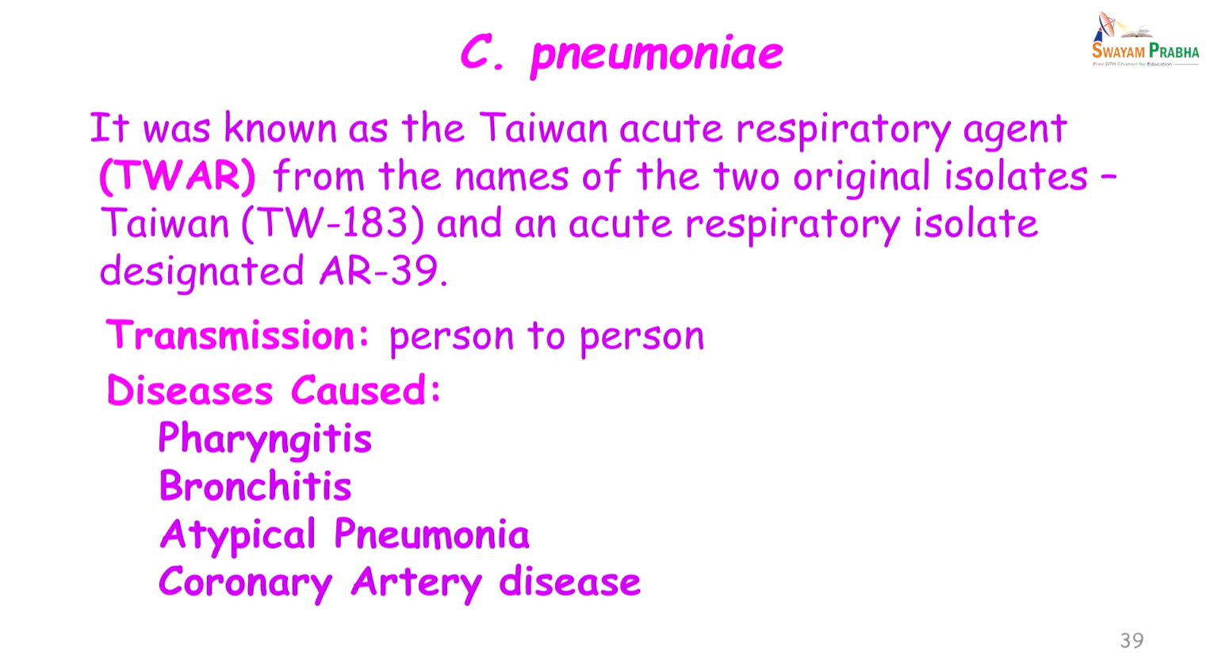Chlamydia pneumoniae is also known as the Taiwan acute respiratory agent or TWAR, from the names of the 2 original isolates, TW standing for Taiwan and AR standing for acute respiratory isolate. Transmission of this organism is human to human. There is no known animal reservoir. The diseases caused by it include pharyngitis, bronchitis, atypical pneumonia, and now the latest addition is coronary artery disease.